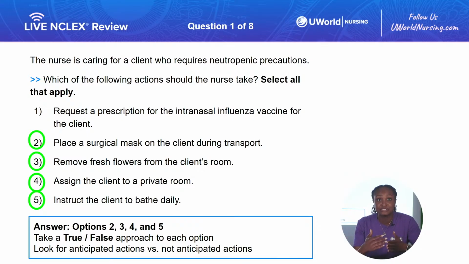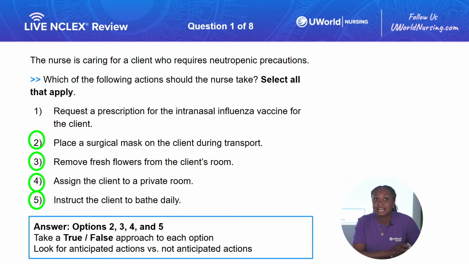So these options 2, 3, 4, and 5 would be the best things to protect them. We want to place a surgical mask on them during transport so that whenever they are outside of their sterile or clean environment, they're less at risk for those droplet infections. Option 3, remove fresh flowers from the client's room. This is also a correct teaching because those flowers and plants can harbor bacteria and fungi, and that is prone for an infection because they can't fight off that bacteria.